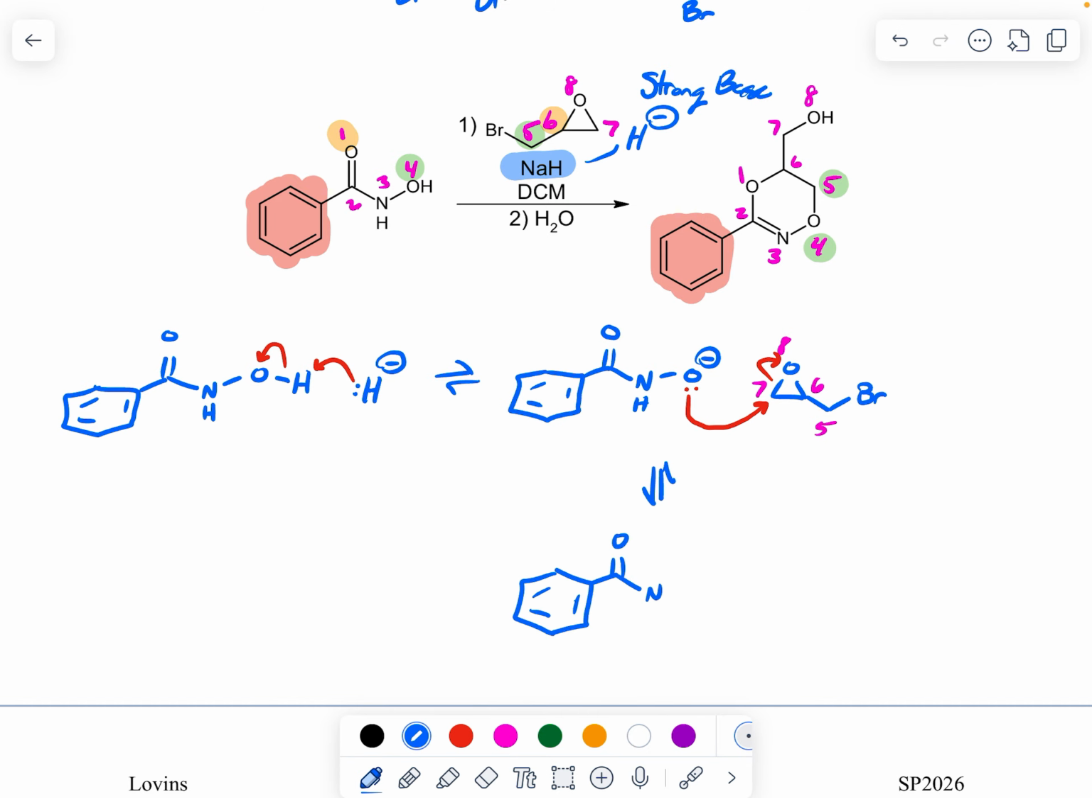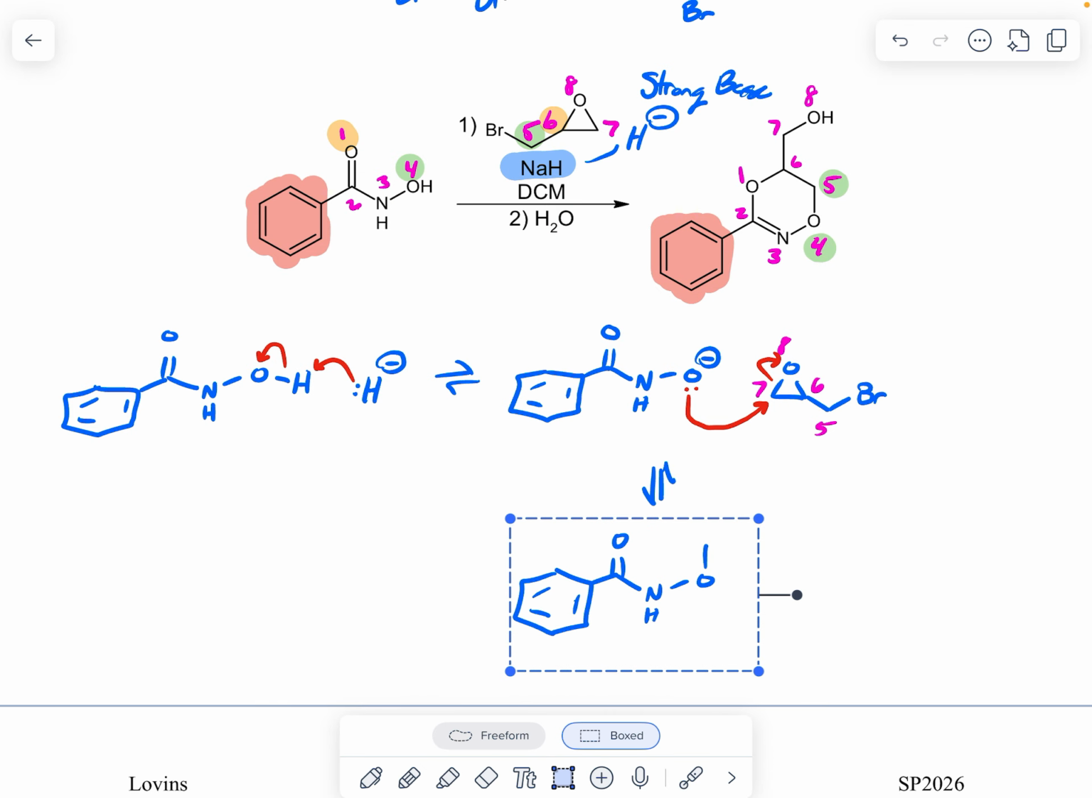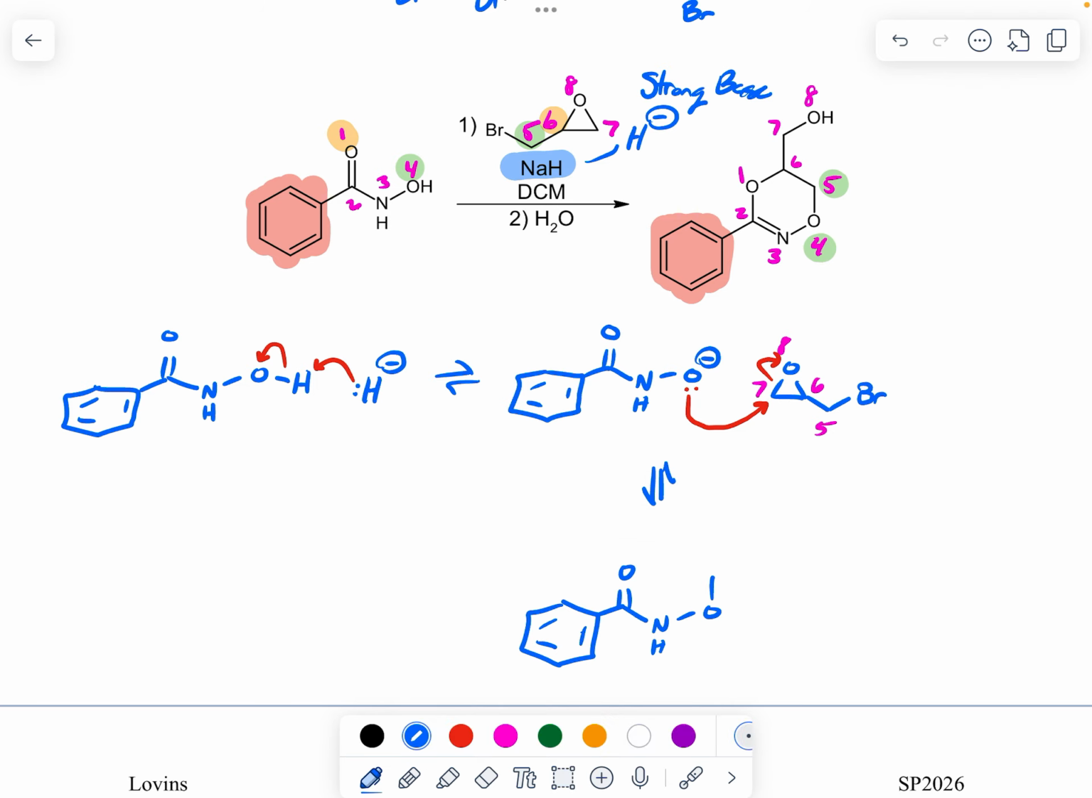So in this scenario, we've now formed a bond between the oxygen and the carbon that was a part of the epoxide. We've also broken the epoxide open. So we have carbon number 7, which was right here, has now broken from the oxygen, which was number 8. Carbon 7 is still connected to carbon 6, and carbon 6 is still connected to the oxygen, which now has a negative charge because when we broke the epoxide open, the electrons were placed on the oxygen.